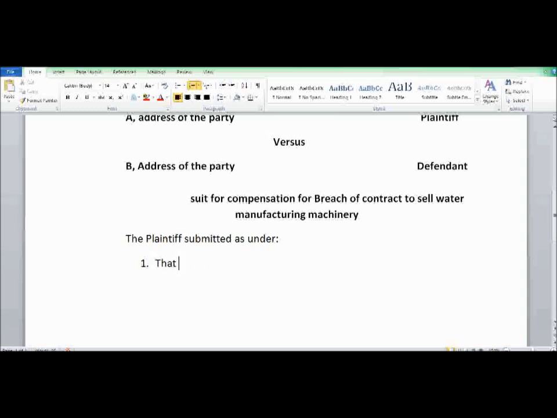So let us start. That the plaintiff is a partnership firm duly registered under the Indian Partnership Act. So here in this sentence we have just said that the plaintiff is a partnership firm duly registered under the Partnership Act. We have just defined the legality of the partnership firm of the plaintiff.